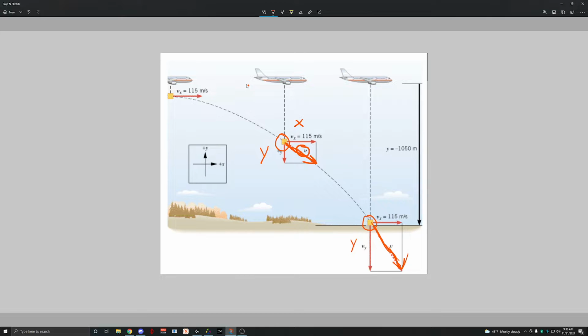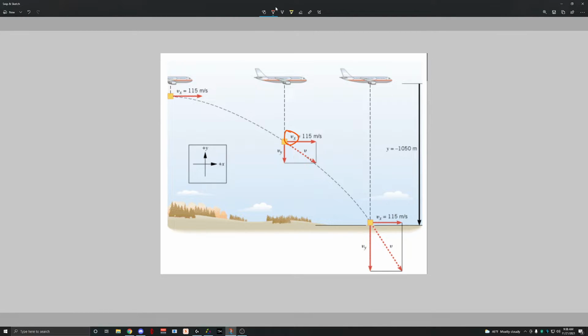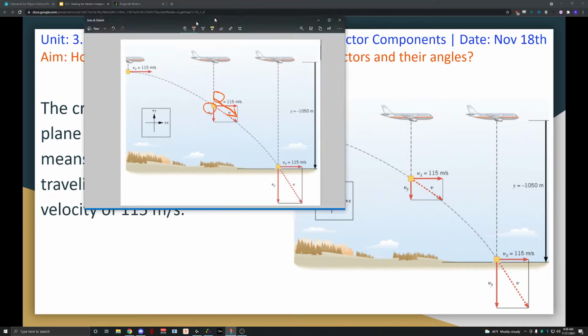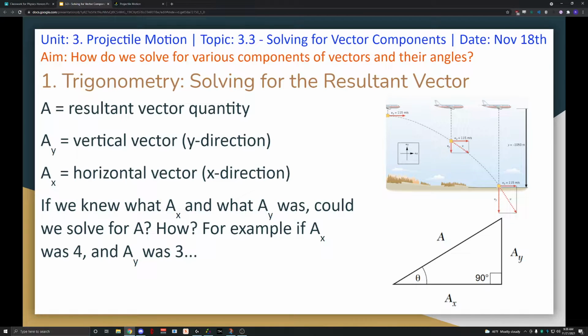Well, how do we get that velocity vector? How do we get this line? You should kind of realize that velocity line is a combination of your x and a combination of your y. And somehow adding these two vectors together will get you this line right here, this total velocity, this resultant velocity. And so in this class, we're going to talk about how we solve for vector components.